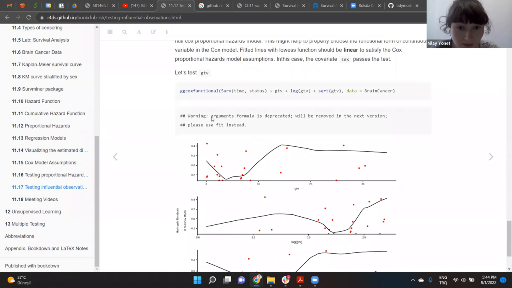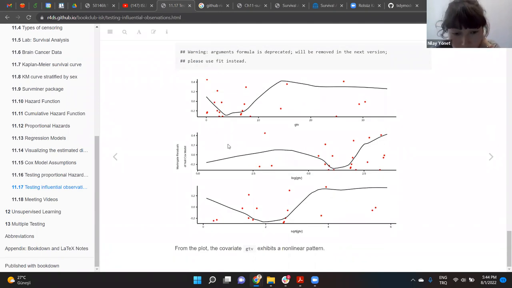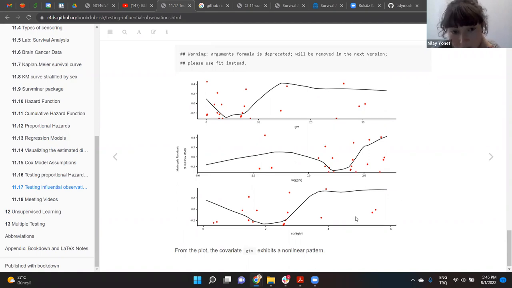Then, I suppose it was tumor volume. When we plot the same for tumor volume, we can directly observe we don't have a linear pattern for this one.